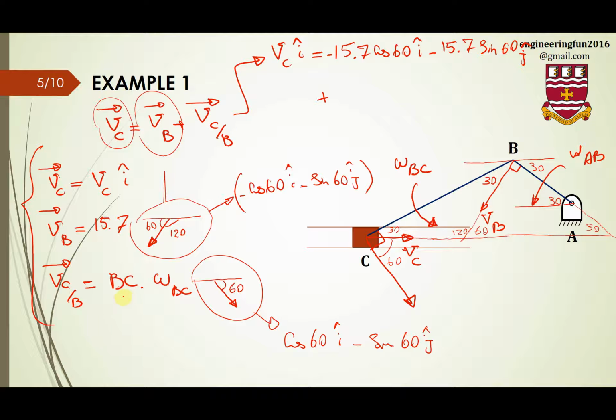So the value is BC times omega BC. We don't know omega BC, but BC is given to us, which is 10. So that will be 10 omega BC cosine 60 I minus sine 60 J. Okay. So let me delete these ones.